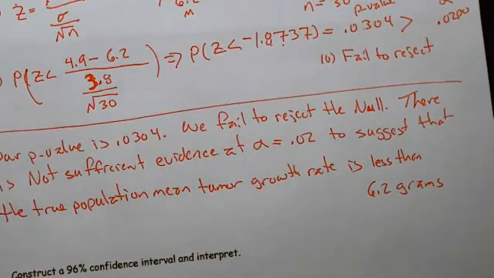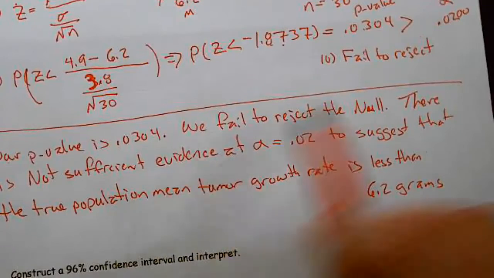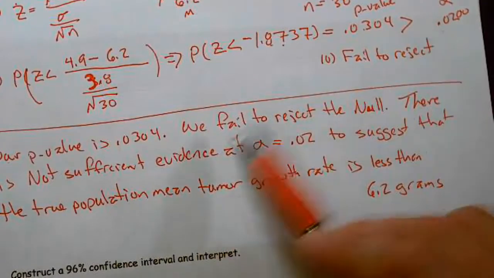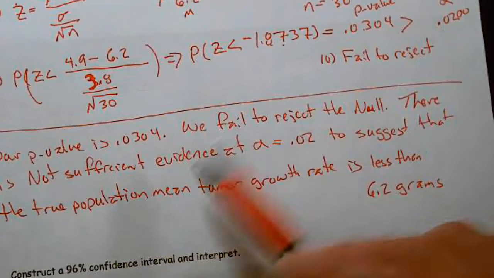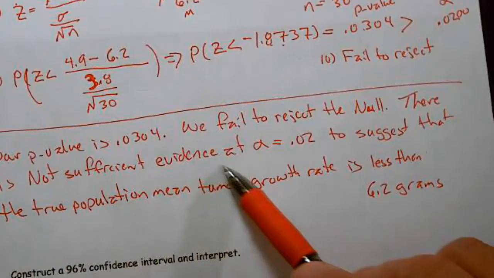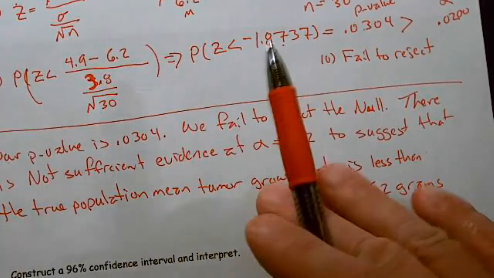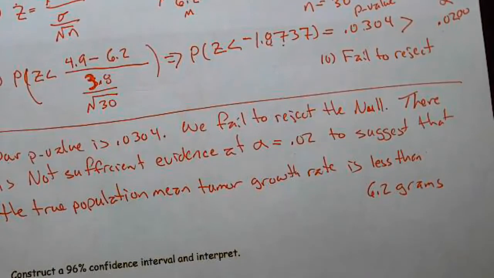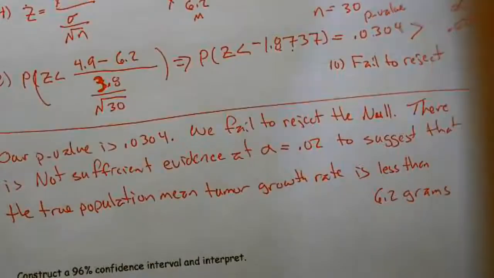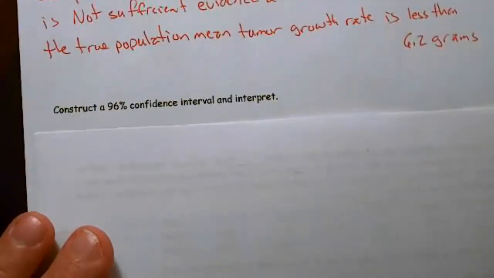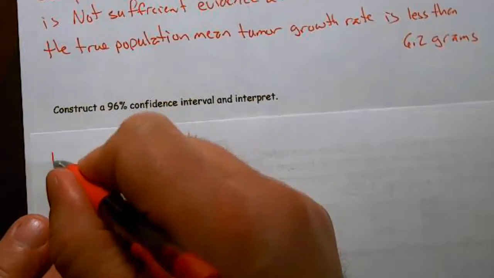So our p-value is 0.0304. It happens to be greater than our alpha, so we fail to reject the null. There is not sufficient evidence at alpha equal 0.02 to suggest that the true population mean tumor growth rate is less than 6.2 grams. The next thing we need to do is construct a 96% confidence interval, and I don't have enough room on this paper to do all that, so I'm going to do it on a separate sheet. The very first thing says define the parameter.